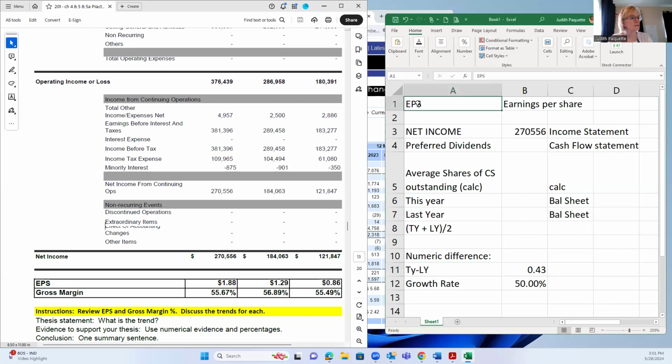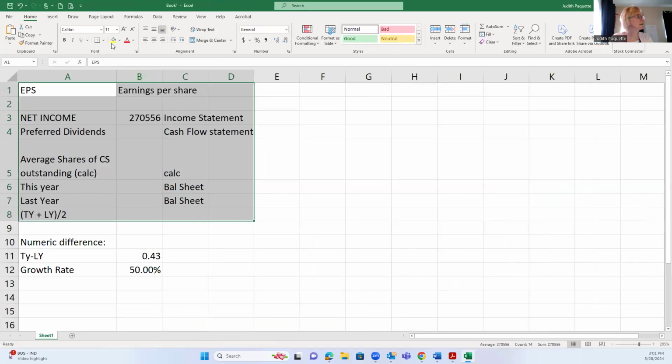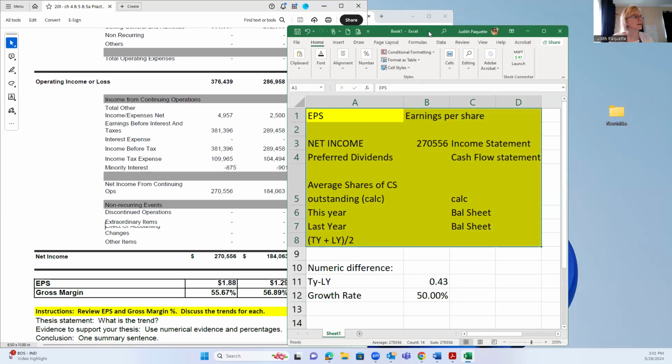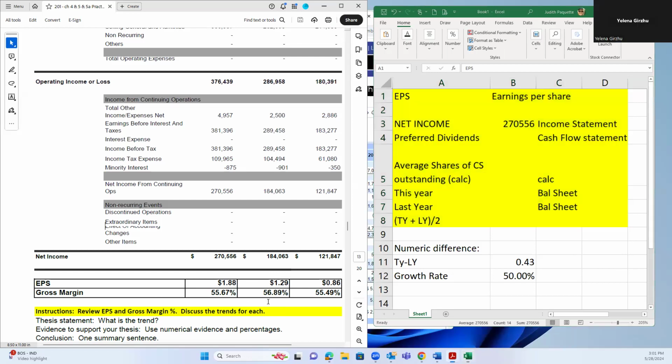Okay, so this is up here. This is the calculation that Yelena asked about for earnings per share. Okay, and now I'm saying, can you see the Lululemon data here? Yes. All right, so now I'm saying, let's look at these.